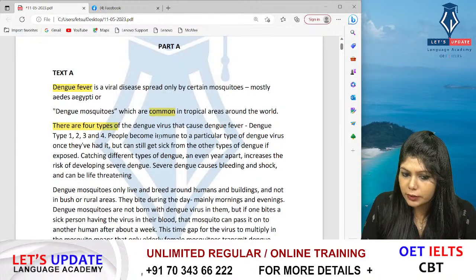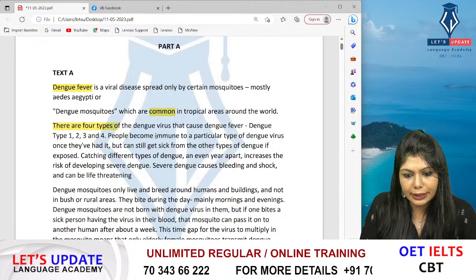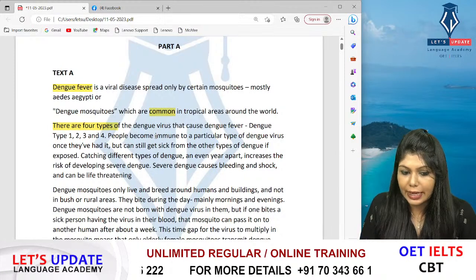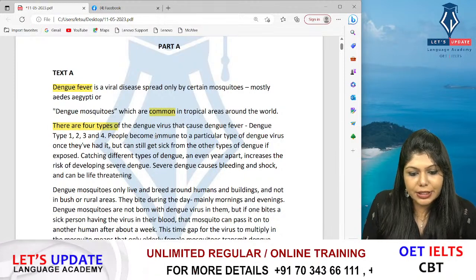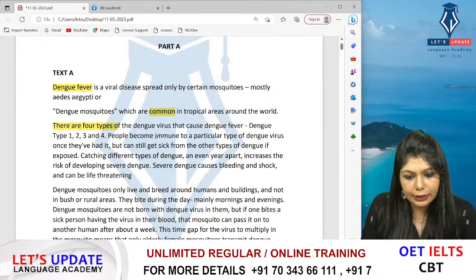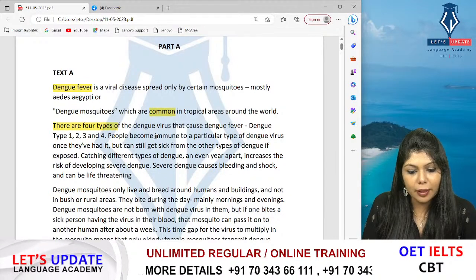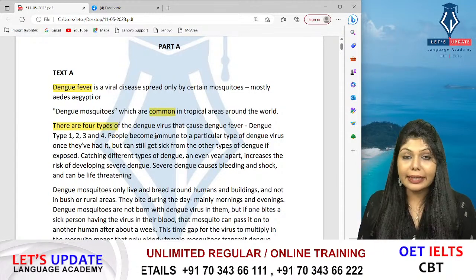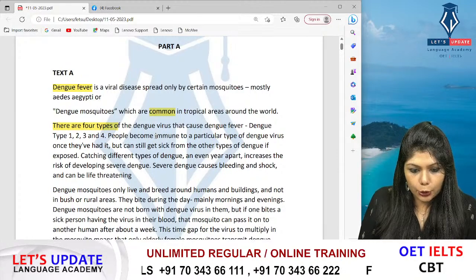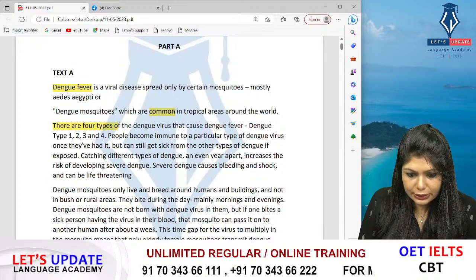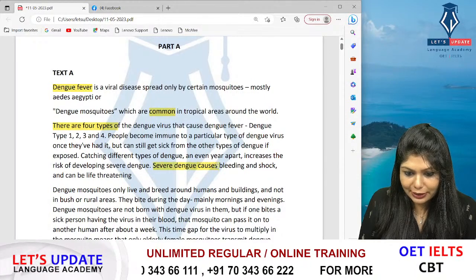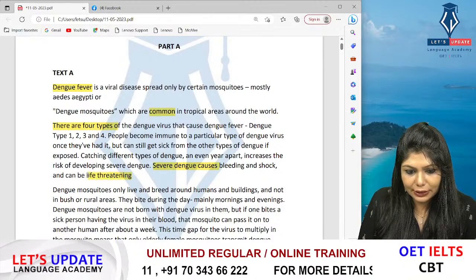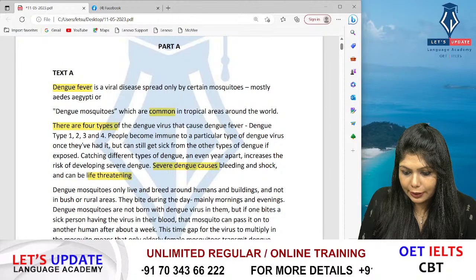Then they have mentioned that people become immune to a particular type of dengue virus once they have had it, but can still get sick from other types of dengue if exposed. Catching different types of dengue, even years apart, increases the risk of developing severe dengue. Severe dengue causes bleeding and shock and can be life threatening. So we'll highlight what the severe case causes, and that it's life threatening. Moving on.